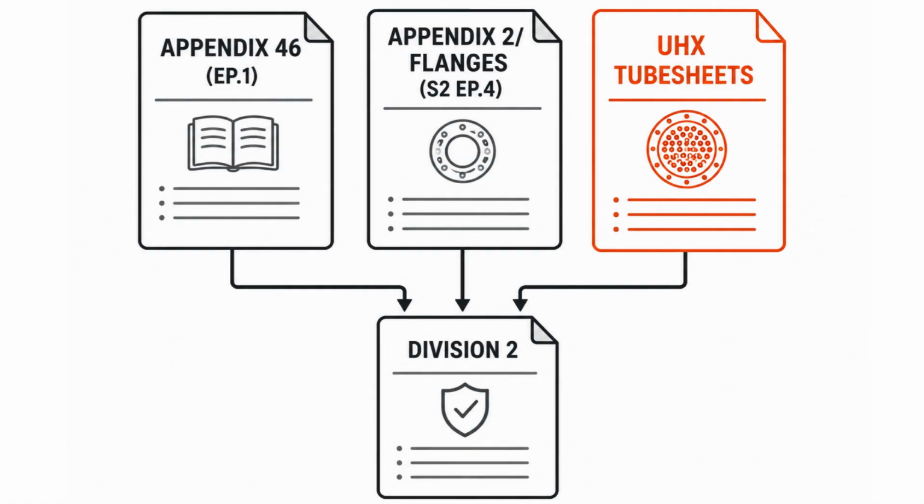This is the third time this season Division 1 has leaned on Division 2 this heavily, and it names the exact same mechanism directly. Whenever a UHX paragraph, table, or graph gets referenced, the applicable Division 2 section applies in accordance with UG 16 and Mandatory Appendix 46, Episode 1's topic, cited by name again. Appendix 46 started as a special case tool. By this point in the code, it's practically infrastructure.